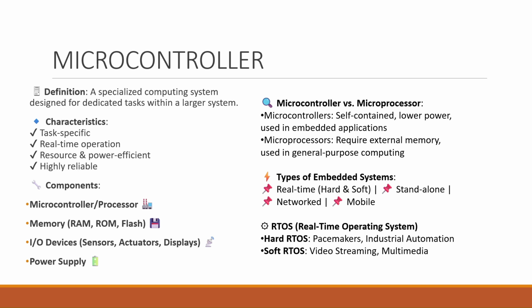applications and usage. Let's see the definition of a microcontroller. A microcontroller is a specialized computing system designed for dedicated tasks within a larger system. Let's see the characteristics of the microcontroller. It performs a specific task, it is real-time in operation, space and power efficient, and highly reliable.